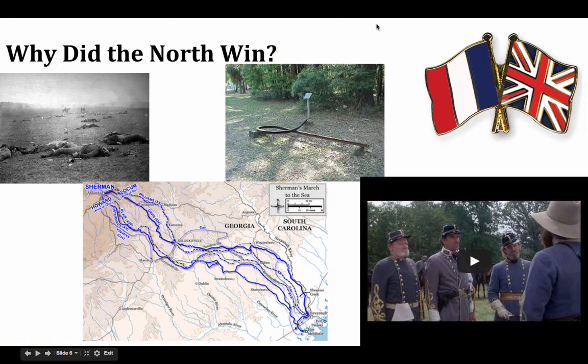Now, I guess the question is, why did the North win this conflict? I mean, clearly they had the advantages on paper. But like I said, the colonies had all the disadvantages on paper, yet they won. So what happened? Okay? And I think it's interesting because you look at the Revolutionary War, you look at the Civil War, they're very comparable. So why did the colonies win? Why did the Confederacy lose?